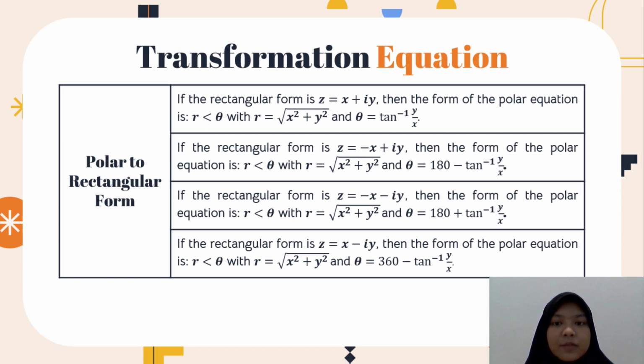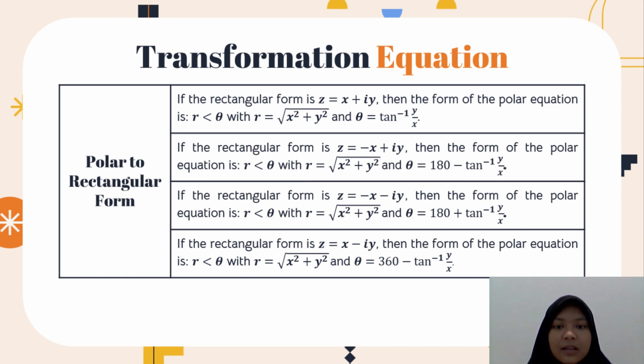Next is the transformation equation from rectangular to polar form. There are four types. The first one is if the rectangular form is z equal to x plus iy, then the polar form is r ∠ theta with r equal to the root of x squared plus y squared and theta equal to arctangent y over x. The second type is if the rectangular form is z equal to negative x plus iy, then the polar form is r ∠ theta with r equal to the root of x squared plus y squared and theta equal to 180 minus arctangent y over x.